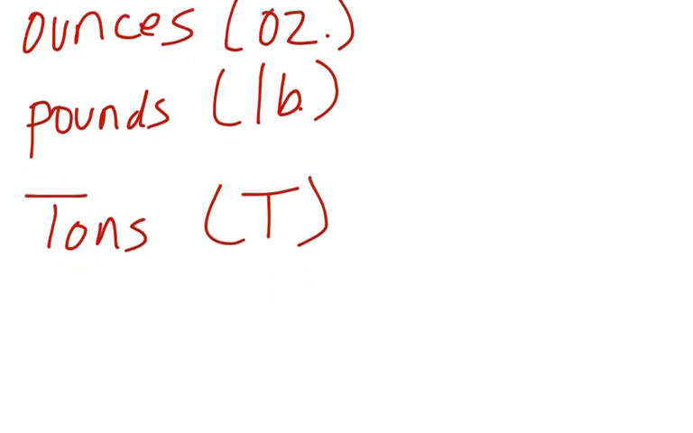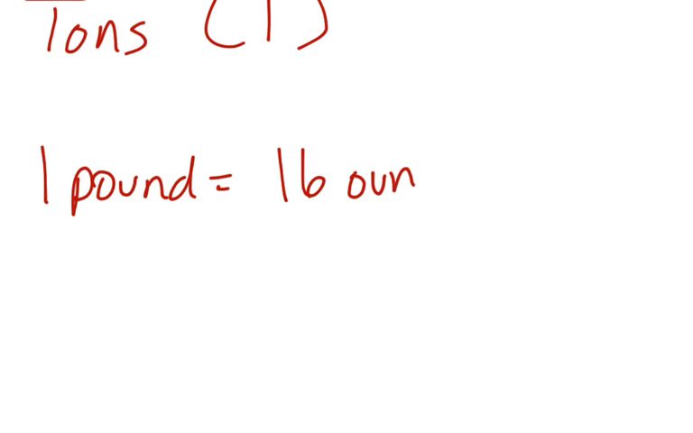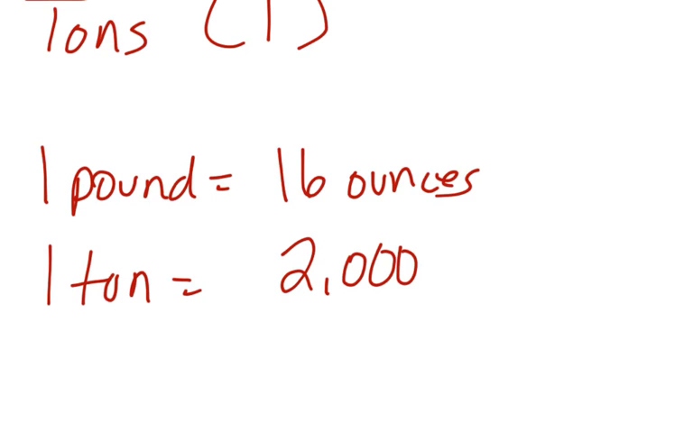Now, let's talk about how many in each. Well, 1 pound equals 16 ounces. And 1 ton equals 2,000 pounds.